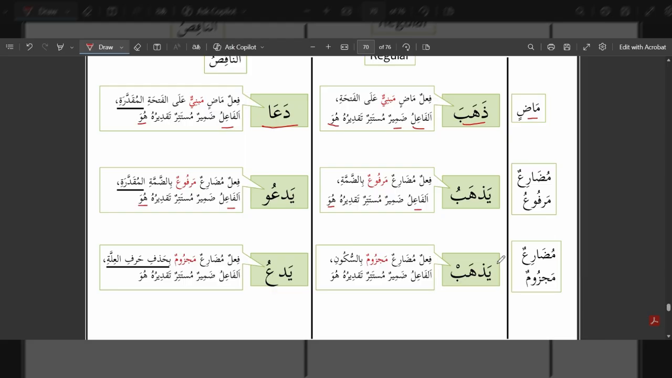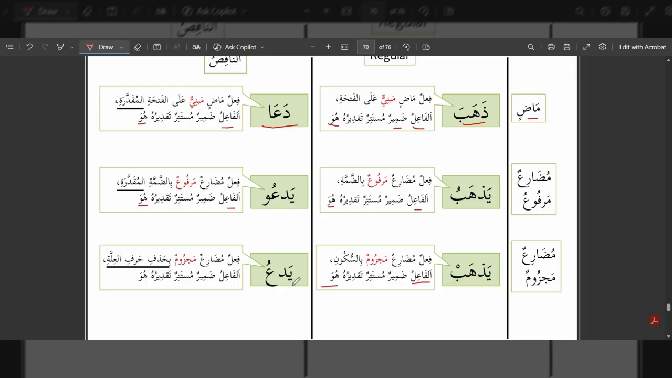Then when we go to mudari'un majzumun, the present tense in the form of majzum, then we have yadhhab. So here again we have fi'lul mudari'un, present tense, majzumun bis sukun. So the majzum is shown with the sign of sukun here. Al-fa'il, that is the doer of the verb, is dhamir mustatir taqdiruhu huwa. It's an attached hidden pronoun, he.